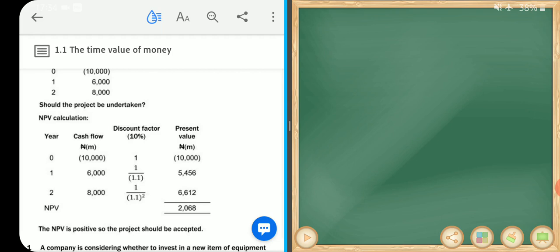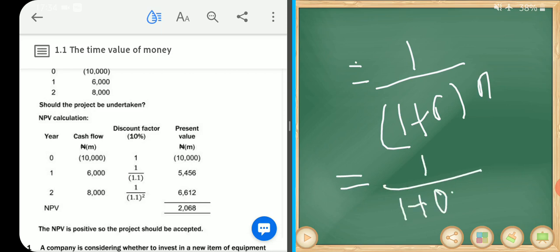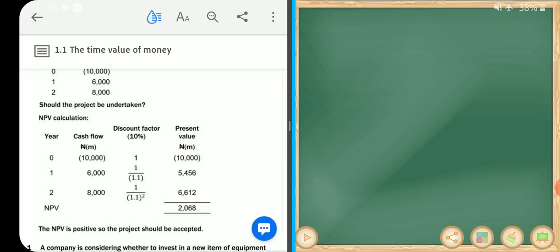We do our discount factor for year 0. Our formula is 1 all over 1 plus r raised to power n, and we have 1 over 1 plus 0.1, because 0.1 is our discounting rate, raised to power 0. And you know that anything raised to power 0 is 1. So we have 1 over 1, and when you have 1 over 1, the answer is 1. That is how they got this discounting factor to be 1. So 10 million naira multiplied by 1 will give you 10 million naira. Remember, it is negative.